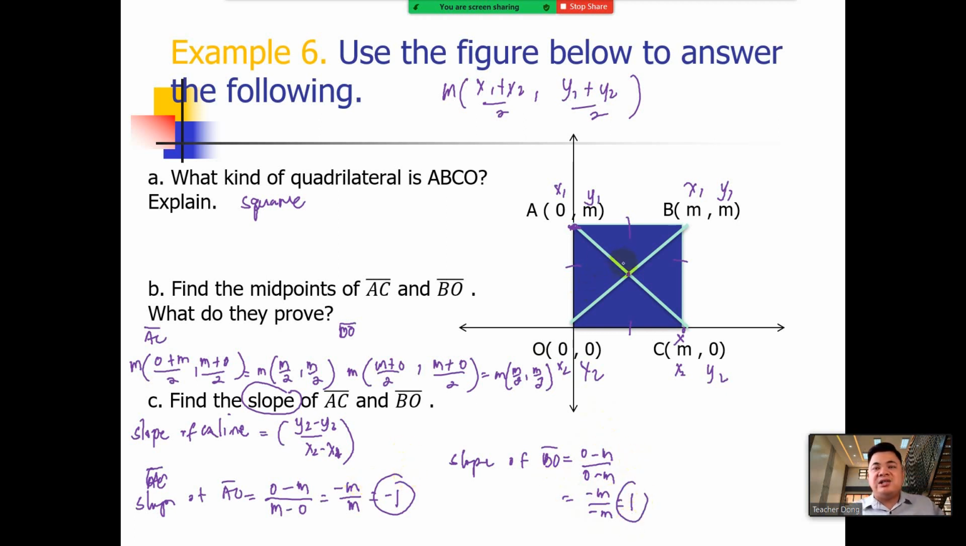What does it imply? We can say that the two lines are perpendicular. When we say perpendicular, at the intersection, they form four right angles. When we say right angles, angles that measure 90 degrees. Now, we can say that the diagonals, so we call them diagonals, are perpendicular.